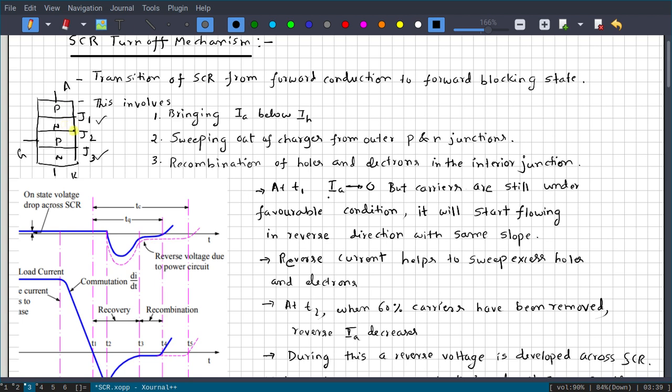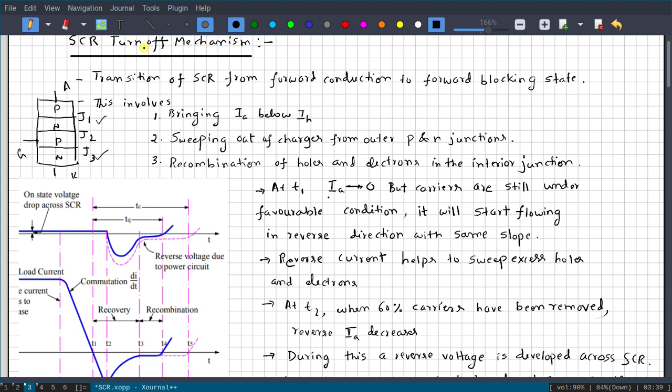Now, what we are going to study is how to turn off the SCR. You already know that SCR has three regions of operation. One is the reverse blocking region. In this, the anode is connected to a negative voltage and the cathode to a positive voltage. Another is the forward blocking region. This means the anode is connected to positive and the cathode to negative, but you are not applying any gate pulse or gate voltage. This is called the forward blocking region because it is not conducting, it is in the off state.